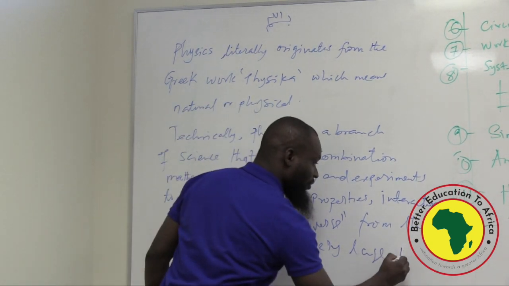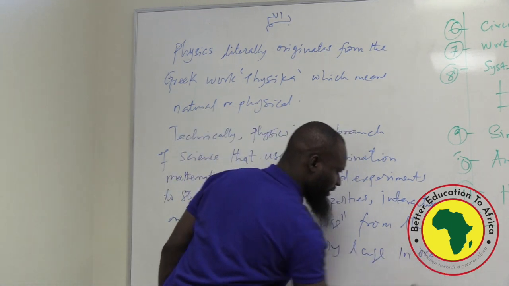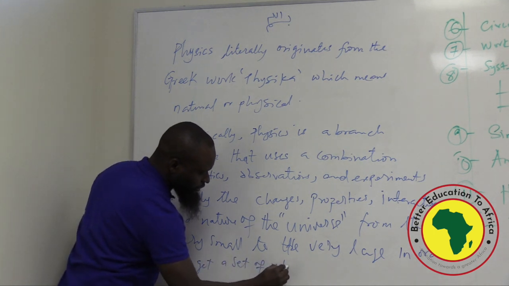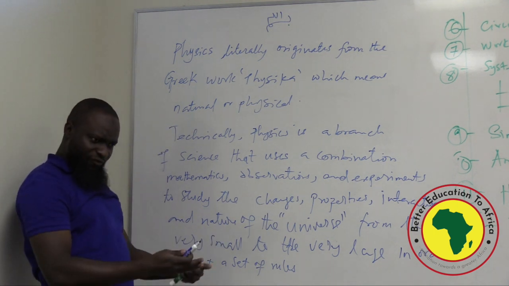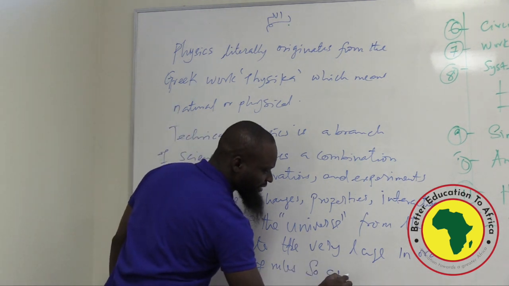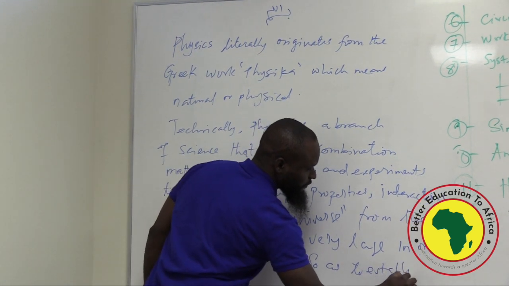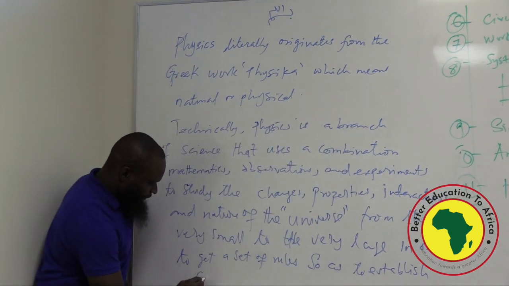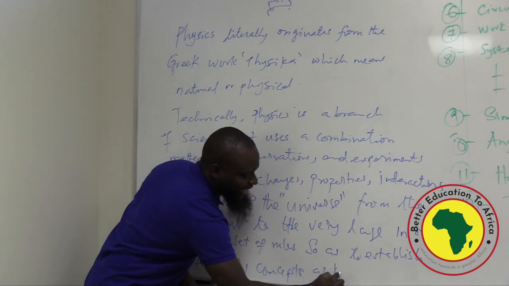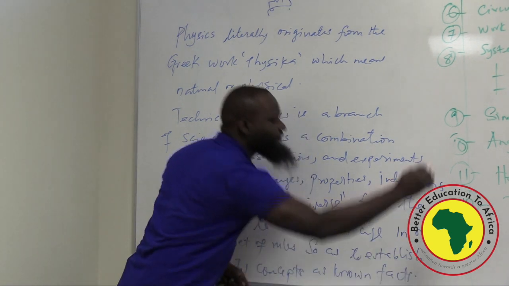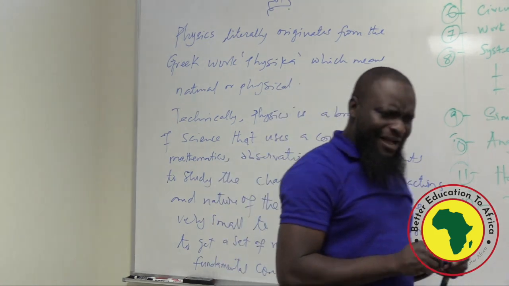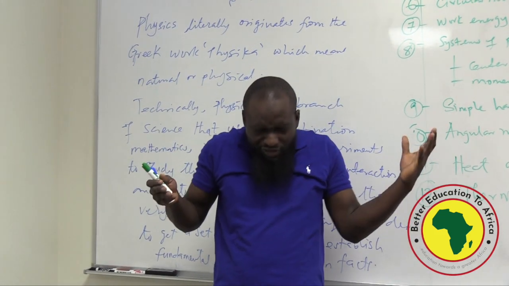Okay? Why do we do that? In order to get a set of rules, okay? We want to get a set of rules that guide these phenomena in the universe, so as to establish fundamental concepts as known facts. Yes, this is the major aim of physics, and physics has a lot of branches, lots and lots of branches.